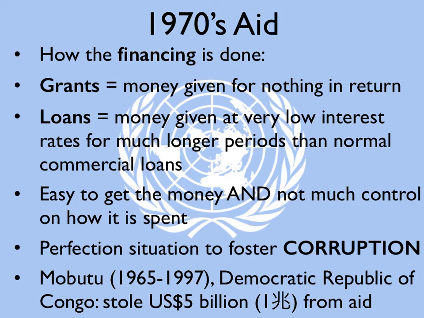So I will use the example of a politician. Mobutu was the head of the Democratic Republic of Congo from 1965 to 1997. And basically, he stole $5 billion during these years, right? He stole it from international aid. I'm not sure if there isn't a bit more money from the mines as well. That's another topic. So yes, corruption, right? Easy money and nobody really asking about how the money is spent leads people with bad intentions to do bad things.